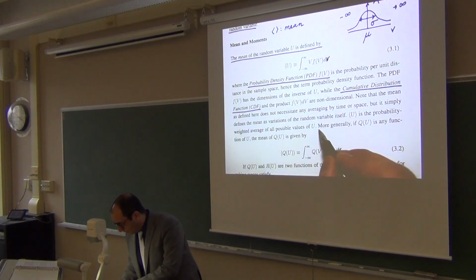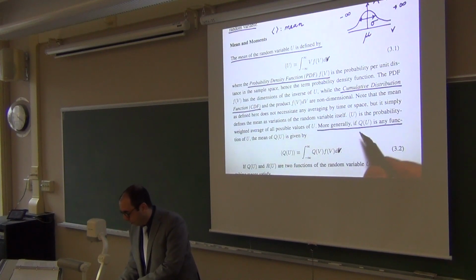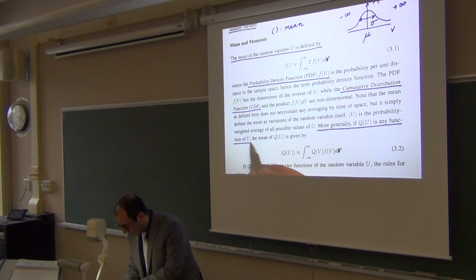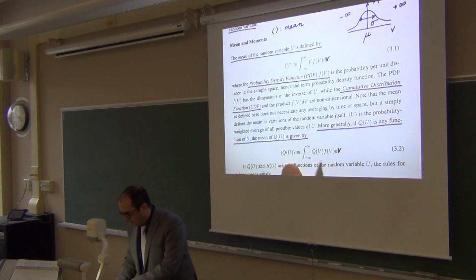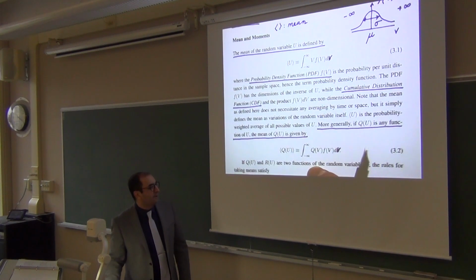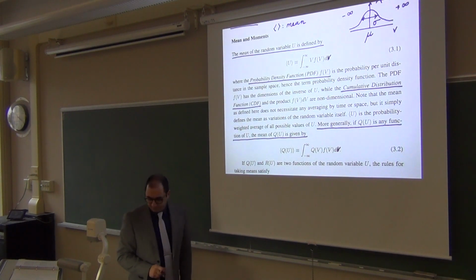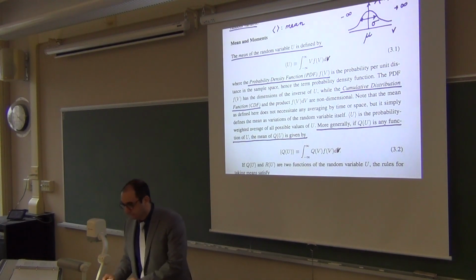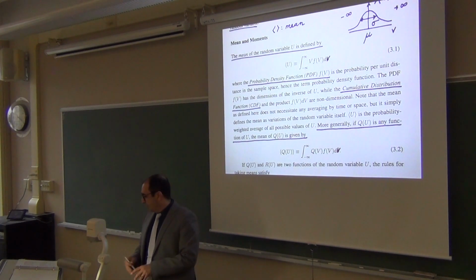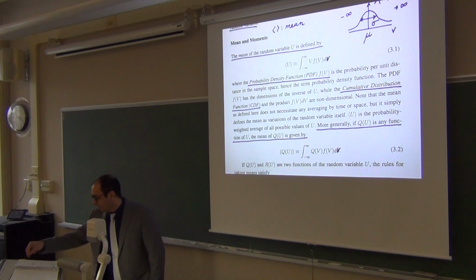In fact, more generally, if you have any function of velocity u, say a function q of velocity u, then the mean of that function can be obtained by multiplying that function by the density function and integrating it from minus infinity to infinity. In a bit, I'll show you how you can do this for standard deviation as well.